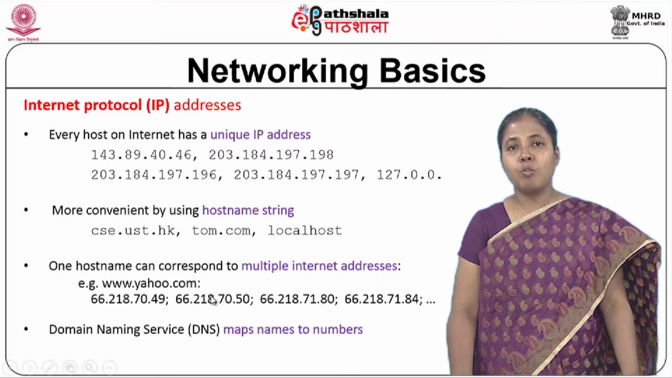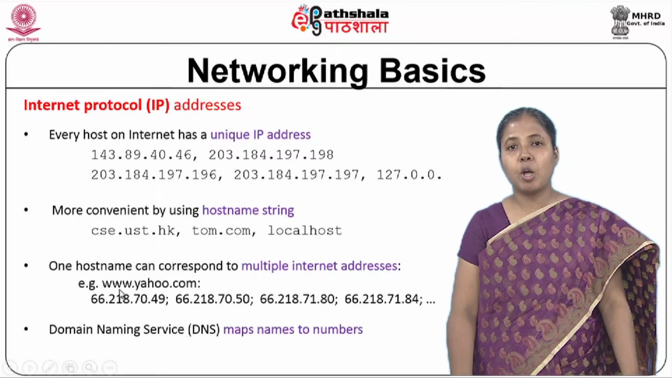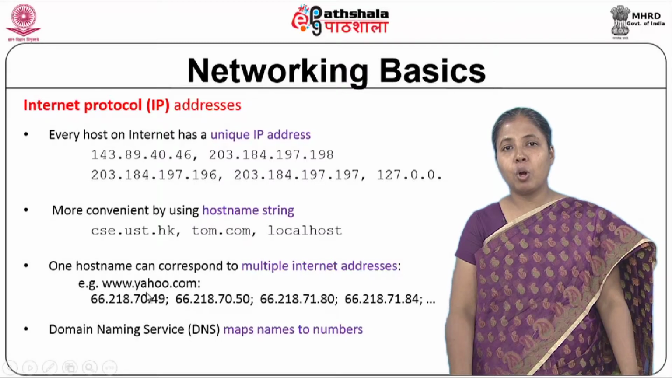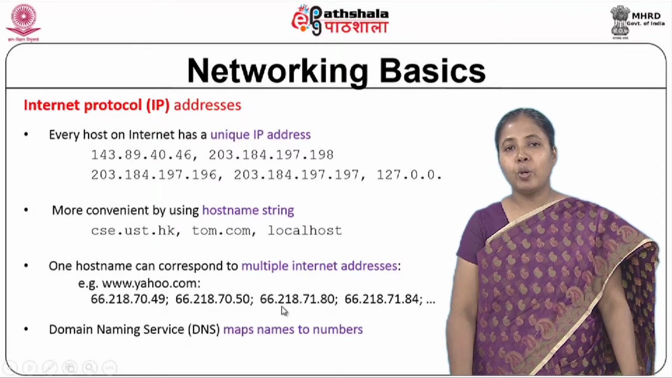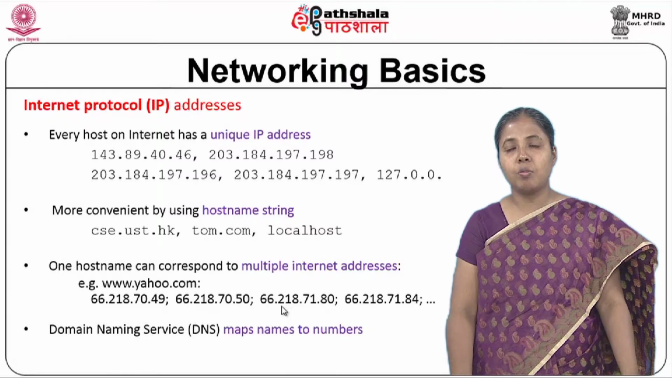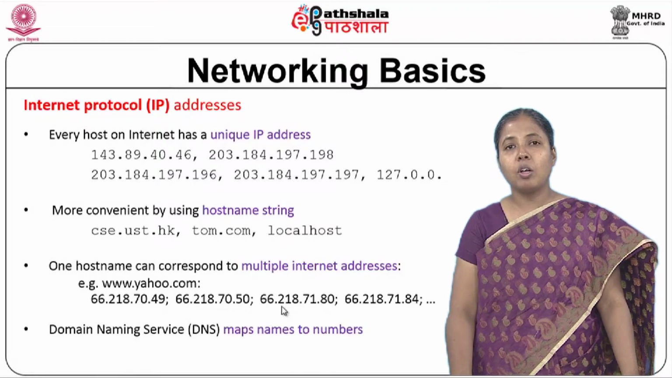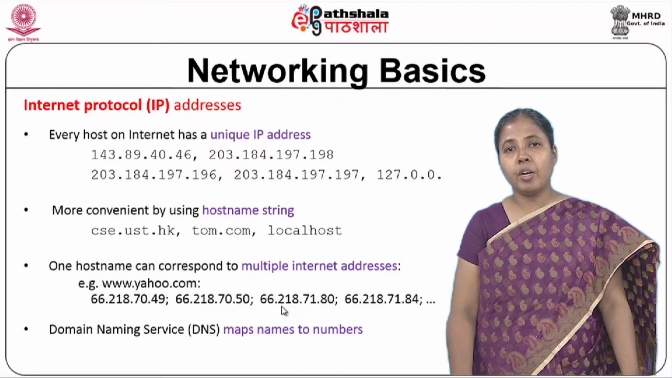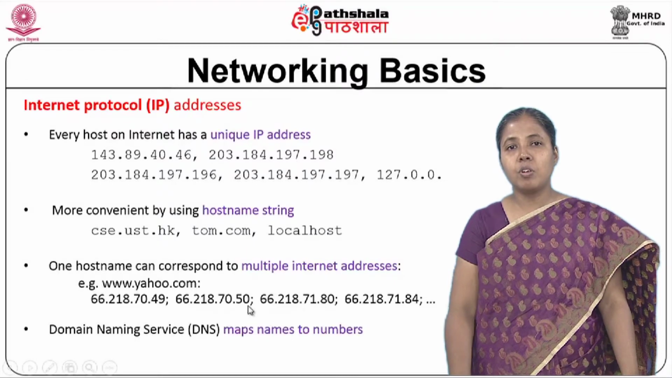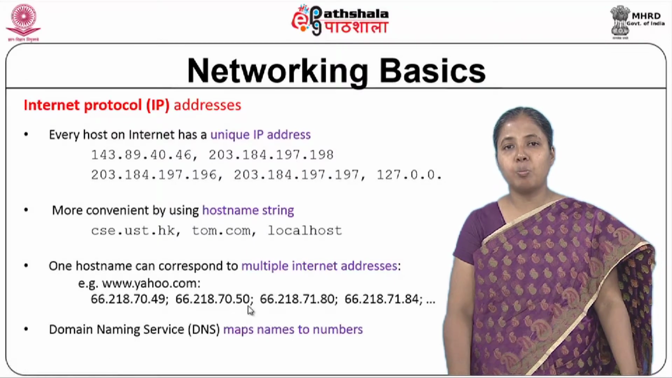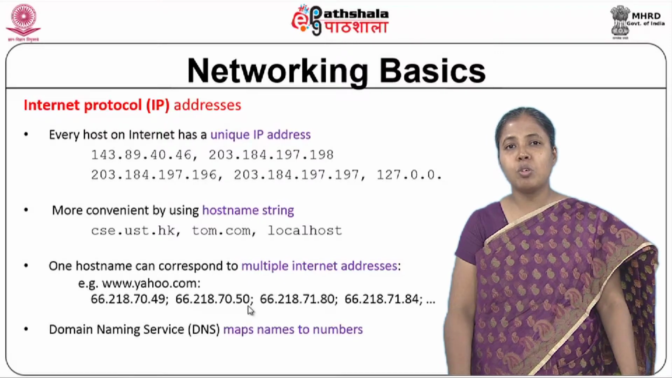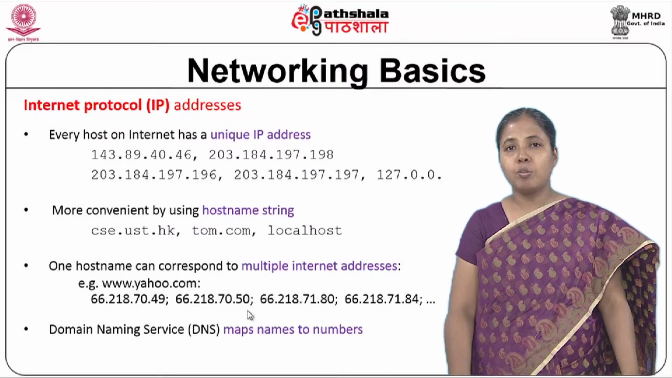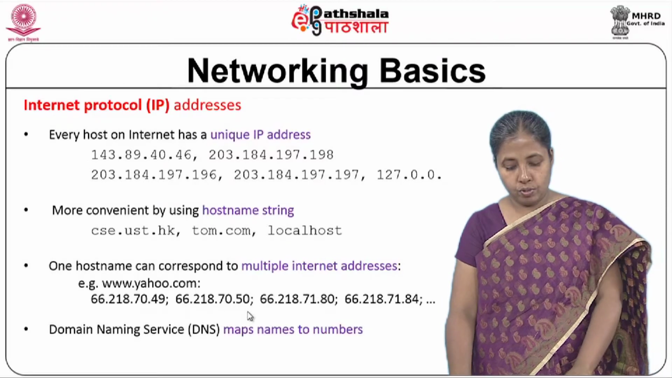And we can also have one host name which can correspond to multiple internet addresses. Say, for example, you have a host name like yahoo.com. This has 4 or more IP addresses. So, you can have one host name that can be associated with multiple internet addresses, or every host can be identified with a single internet address or IP address. And the domain name service or domain name system maps these host names to IP addresses. All these basics we have already discussed in the earlier modules.